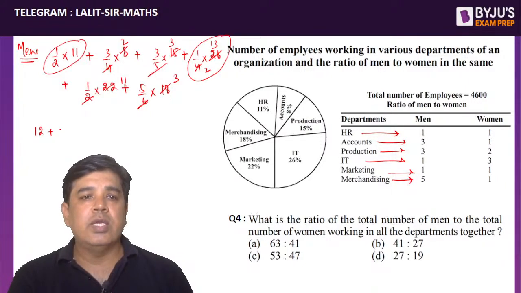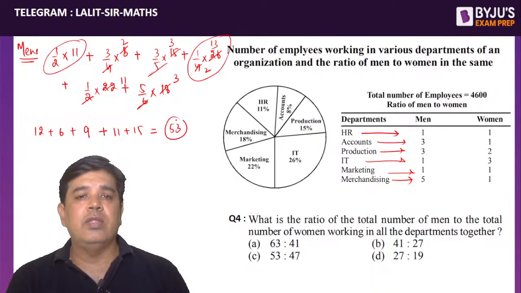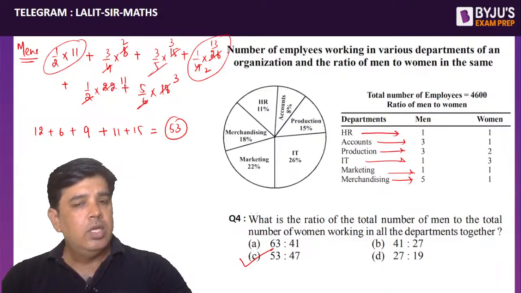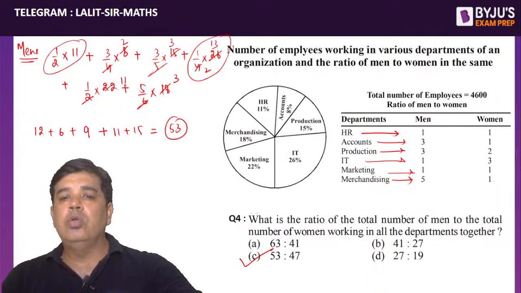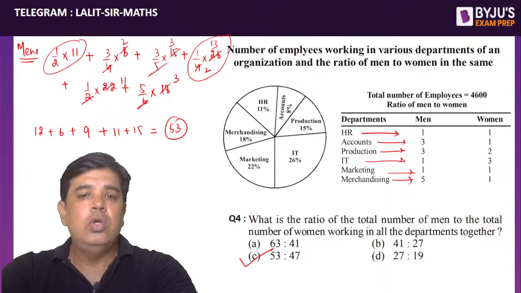3 into 2, 6, 3 into 3, 9, 11 plus 15. How much is this? 18 plus 9, 27 plus 11, 38 plus 15, 53. Number of men are 53, which is there in C option. So tick that option, because in no other option we have 53. So answer is C part, 53 is to 47.